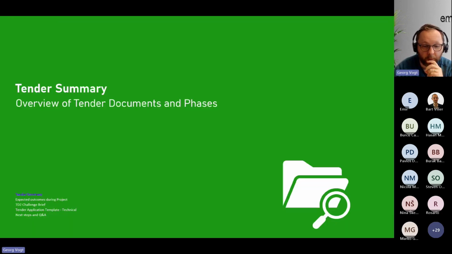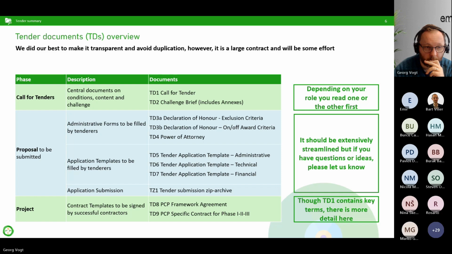Okay, so the summary. Again, the main insight here is that there are these documents constituting the entire tender. The first two documents are basically the description of the tender, the call for tender. It is the terms here, the rules of the game, TD1, and the challenge brief, what is often called by the Commission the specifications. The technical specifications, basically, of what the solution should constitute.